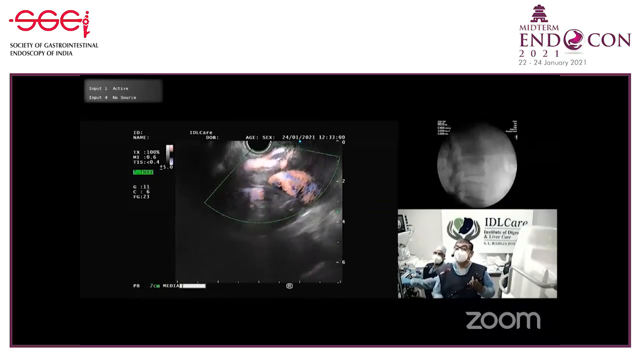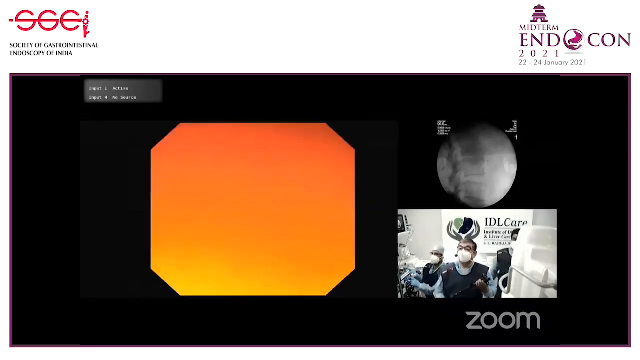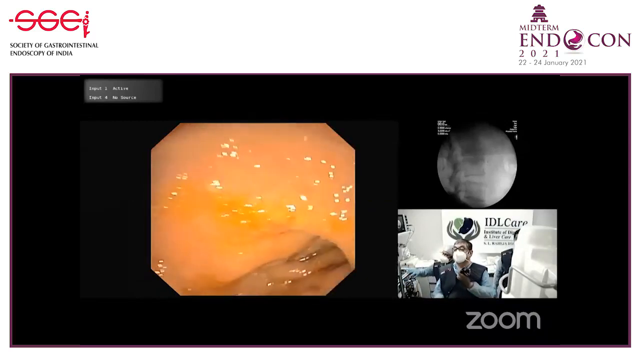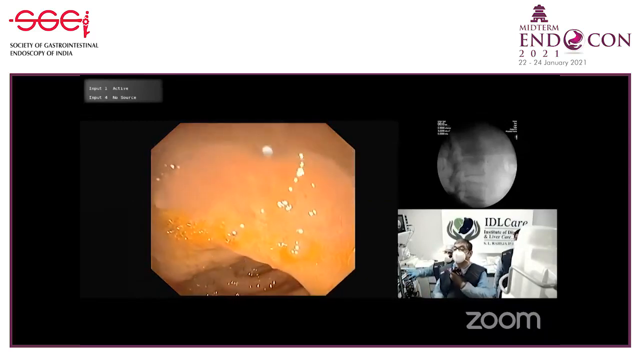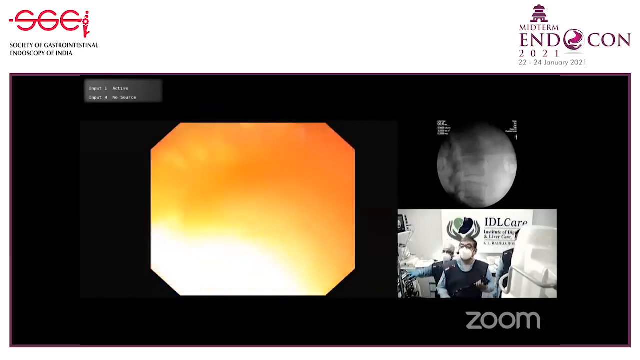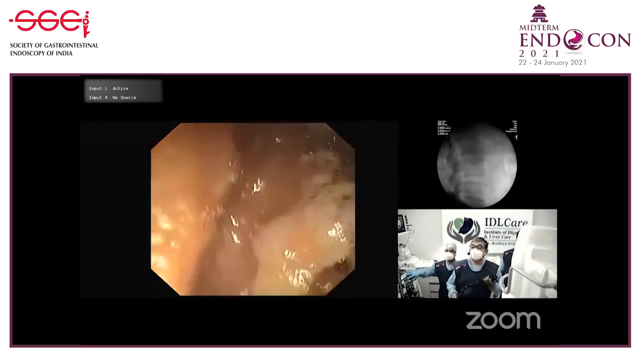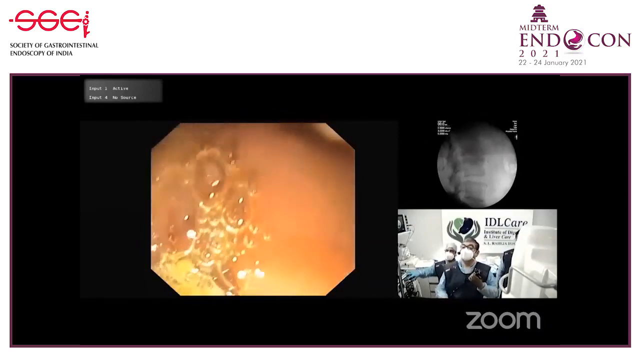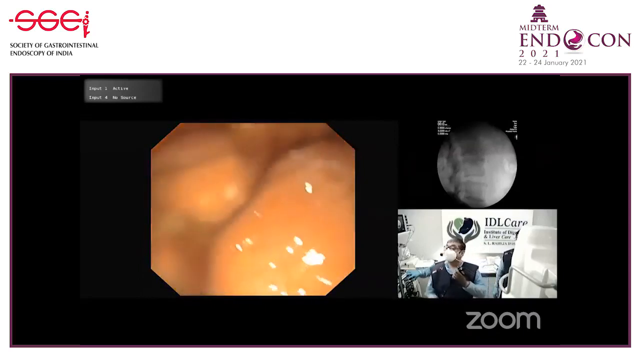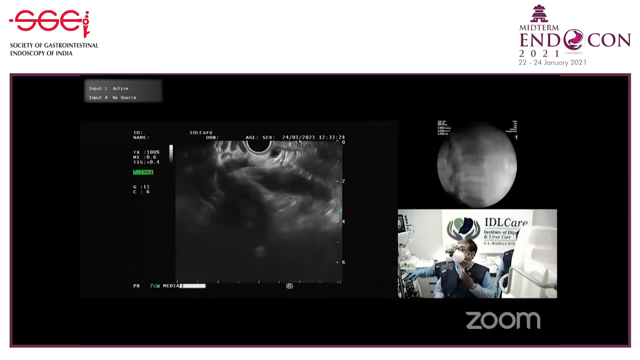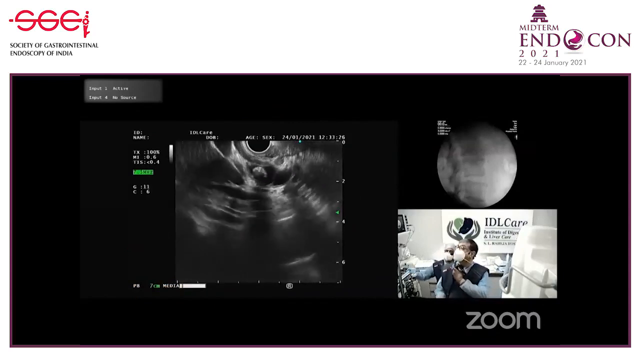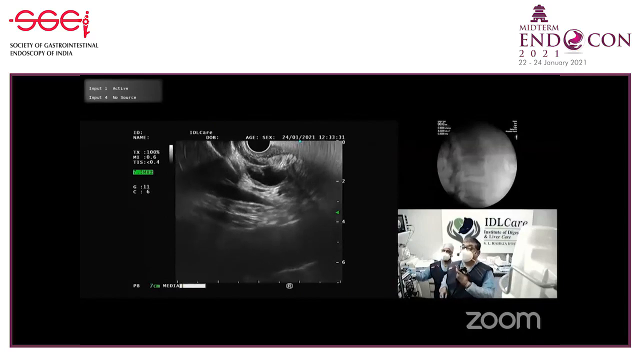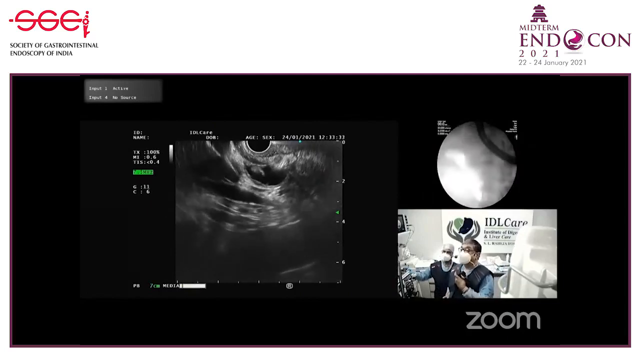Endoscope. So this is the duodenal bulb. You come out. And then go in again. We are seeing the head of the pancreas. This is the bile duct. Now you should see fluoro. Can you see the fluoro picture?